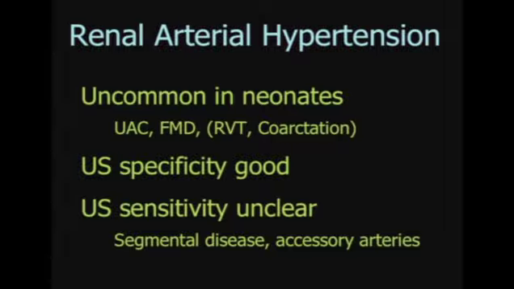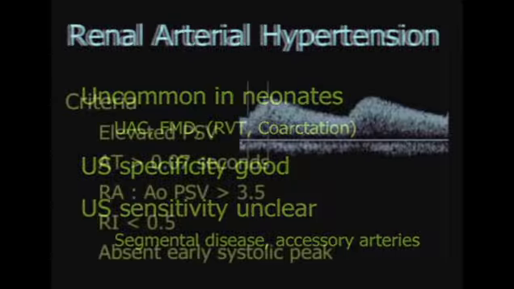And not to get into the controversy over whether ultrasound should be a good screening test, the ultrasound specificity is very good. So when you find an abnormality, you can be very confident you've got an abnormality. What's unclear is what the sensitivity is, because with fibromuscular dysplasia, you can just have segmental renal disease, you don't have to have main renal artery disease, and you can have accessory renal arteries that you may not necessarily interrogate.